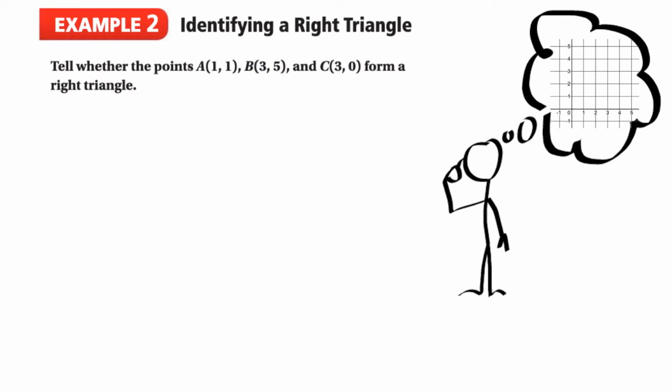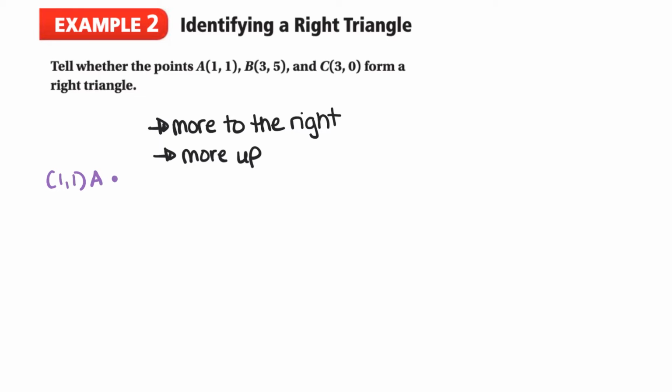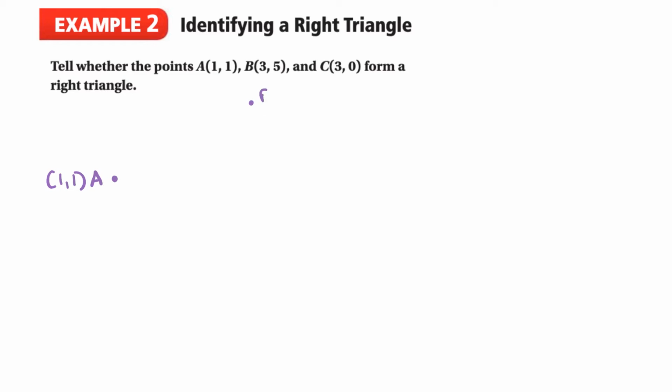So I'm going to put my A right here. I'll label this A as 1 and 1, and then I'm going to put my B. Now my B's coordinates are 3 and 5, which means that it's going to be more to the right than my point A and more up than my point A. So I'm going to put my point B just maybe about here and label this B and 3 and 5.